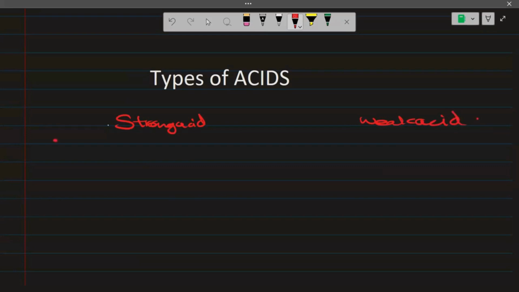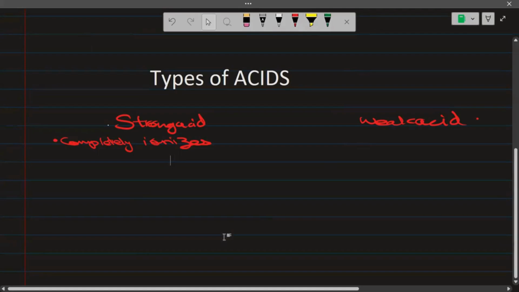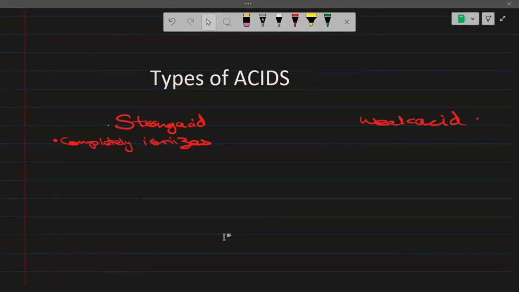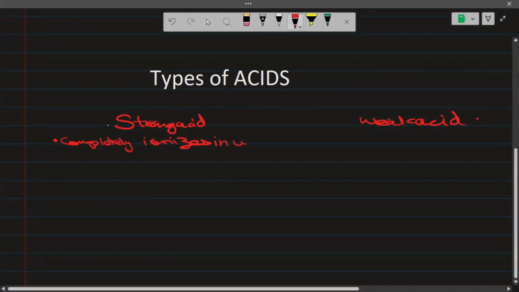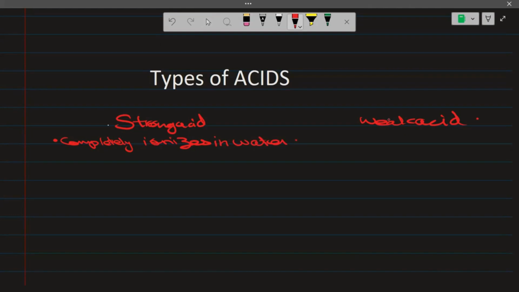A strong acid completely ionizes. Okay, a strong acid completely ionizes. So that's the definition of the strong acid. So a strong acid completely ionizes in water. Okay, so like, let's take HCl.